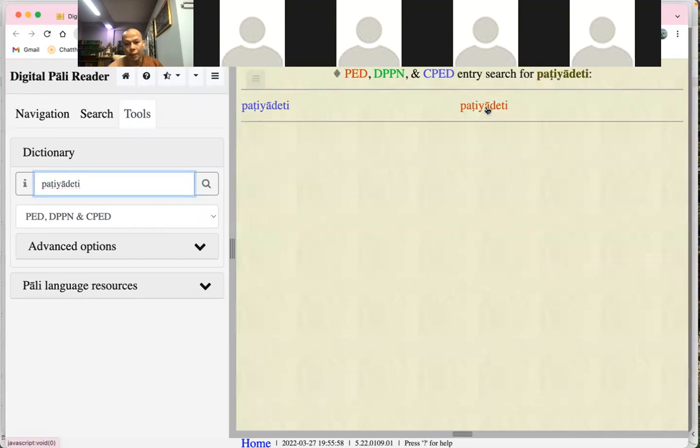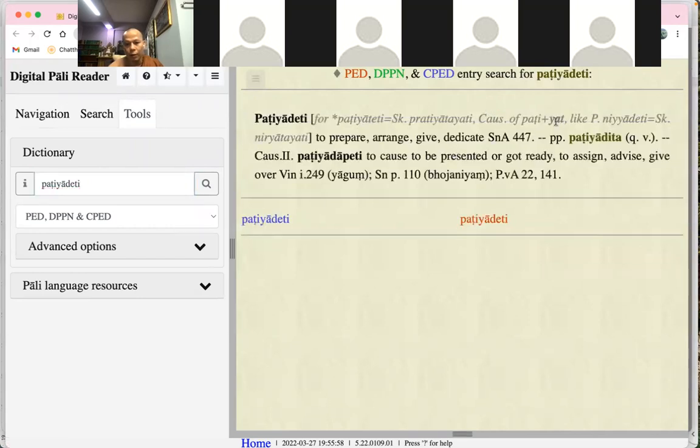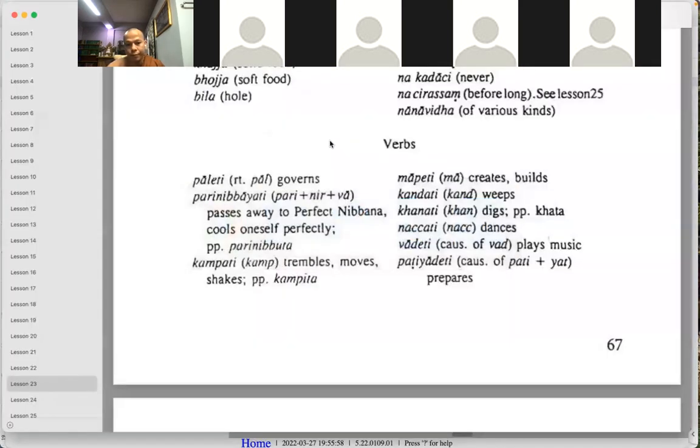So, badi yadi. Yes, the root is yard, but later it changes. So that is changed to da, that is prepare. So prepare. So badi brief, the root is yard, but that is changed to da. And the causative suffix is here, causative form. This one also, you know, is causative form.